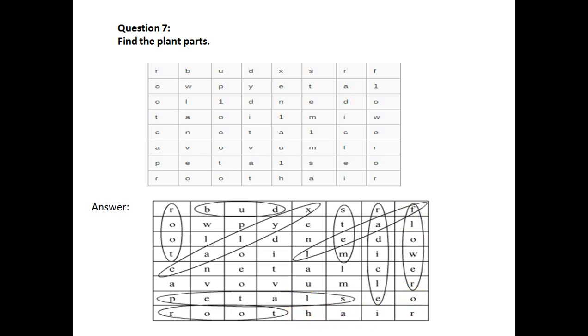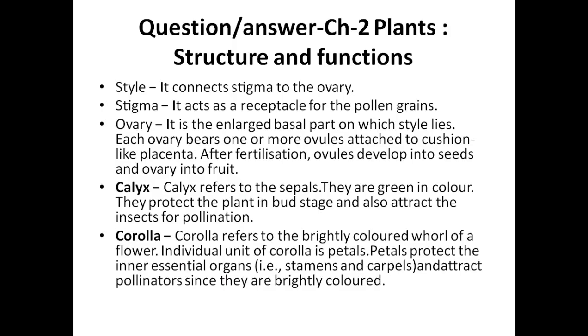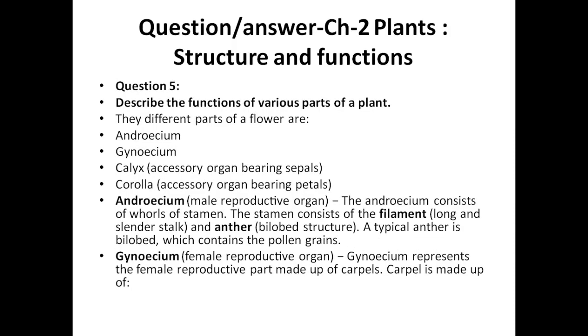Now, in question number 5, which we have done, I think, describe the function of the various parts of the plant. So now, what you will do? First of all, you will write the different parts of the plant: root, stem, leaf, and flower. Root, you will just explain it in one line.